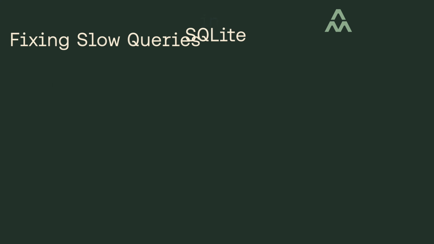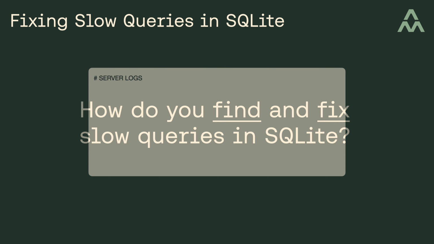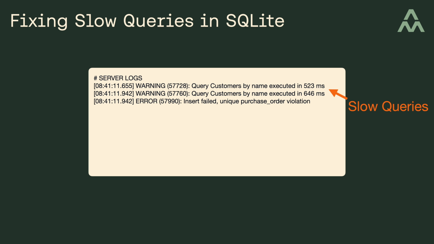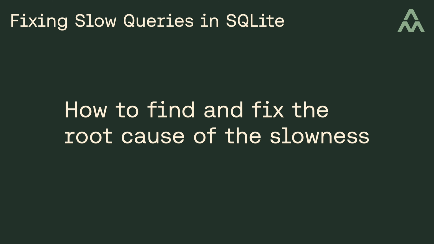So how do you find and fix slow queries in SQLite? Well, finding poorly performing queries is usually done by setting up good logging, but then the question is, after you've identified a slow query, how do you find and fix the root cause of the slowness?